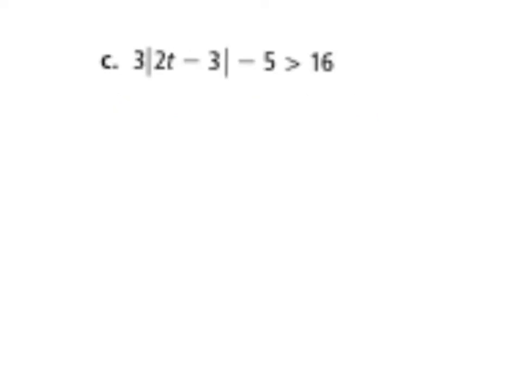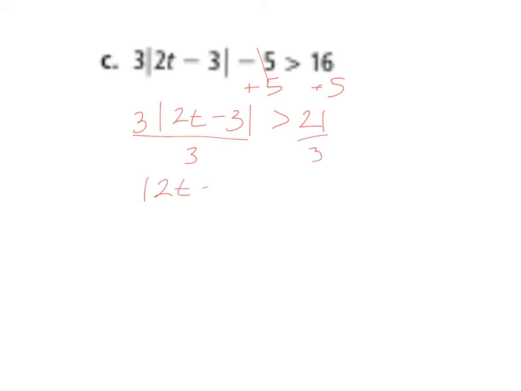On letter C, we've got some work to do. We're going to start out by adding 5 to both sides. That would give us 3 times the absolute value of 2t minus 3 is greater than 21. And now we're going to divide both sides by 3. I get the absolute value of 2t minus 3 is greater than 7.